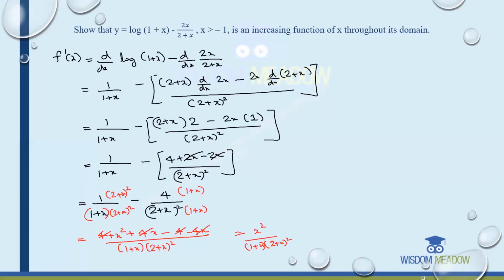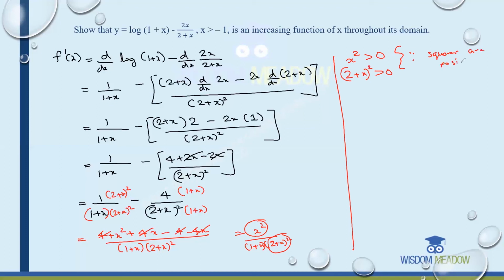Now, from here, we know that x square is positive. That is, this term is positive. 2 plus x the whole square is positive, since squares are positive because you are squaring it. And also we know that 1 plus x is positive. You know why? Since x is greater than -1, it's given over here. Therefore, 1 plus x has to be positive.